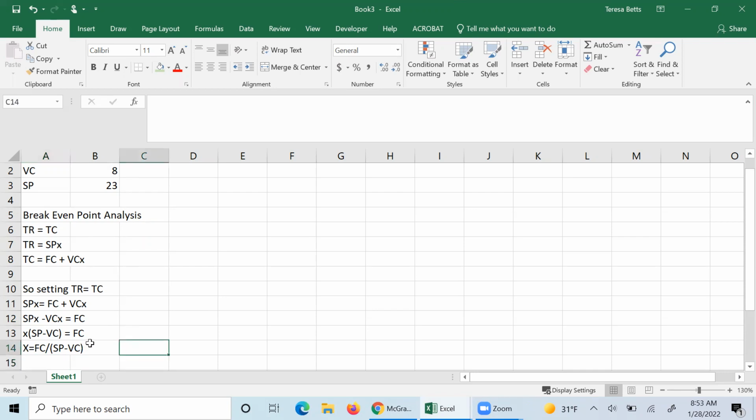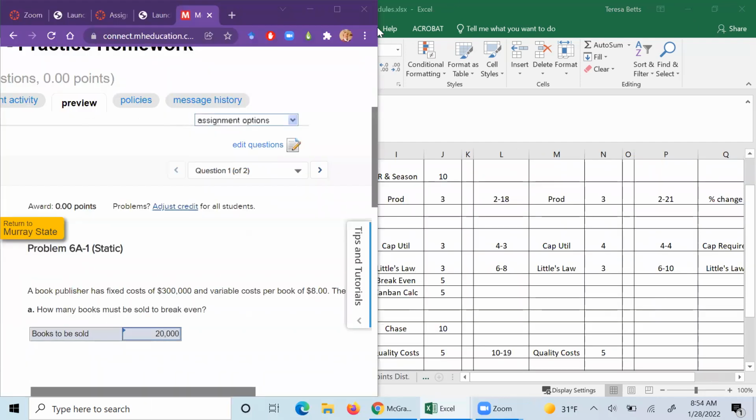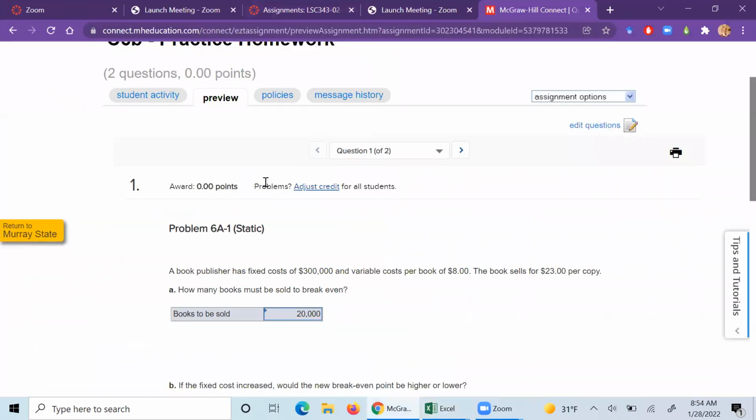but in order to solve for our break-even point, we're going to use this formula. I'm going to reduce this down a little bit so we can see everything. Our break-even quantity is equal to the fixed costs divided by, open parentheses, the sales price minus the variable costs, close parentheses, enter. That tells us 20,000 units is our break-even point. When I come back over to our practice homework, I can see that 20,000 is correct.